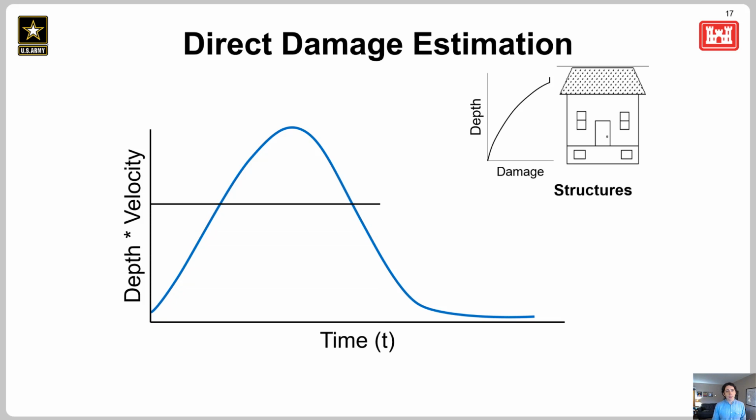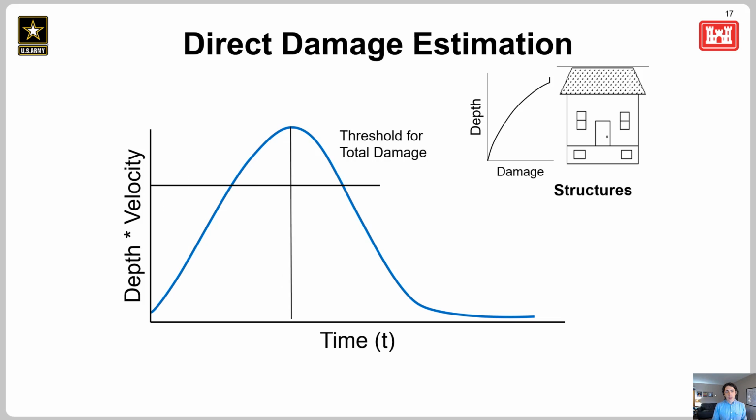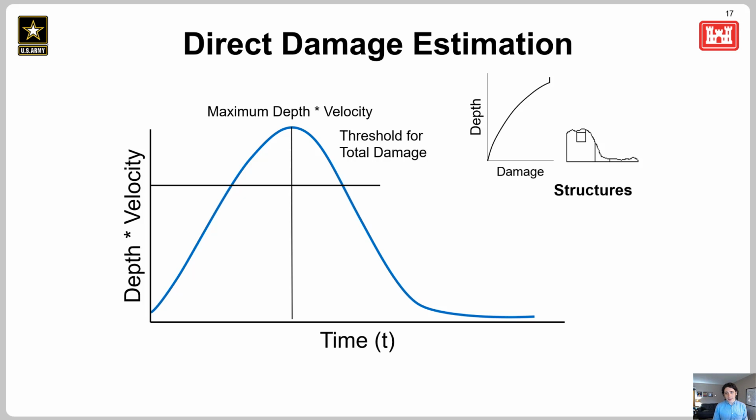So looking at that same structure, we have a threshold for total damage that we assign to each structure. We can look at the maximum depth times velocity for that structure in that location and rate that against our depth times velocity threshold. And if it surpasses it, like it did in this case, we assume that structure collapses and has 100% damage.